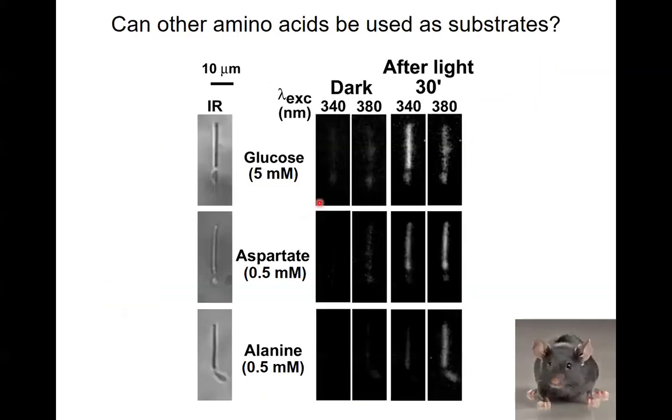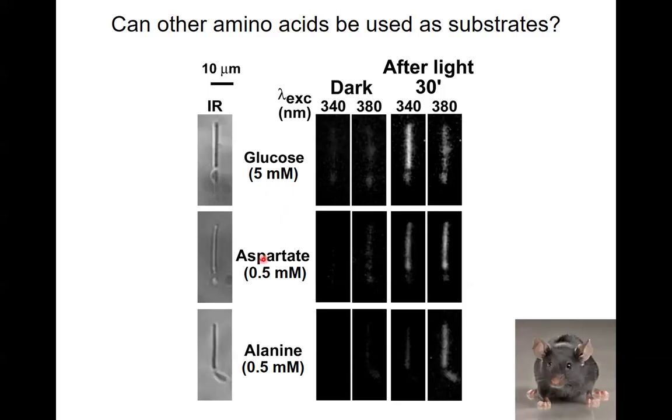Okay. So can other amino acids be used as substrates? Since we can do glutamine, why not? Mitochondria can pick up other things. Will they be able to use them? And this is an experiment with all amino acids, just to be able to do a comparison. These are not the physiologically relevant concentrations, but it could be even worse with the actual physiologically relevant concentrations.